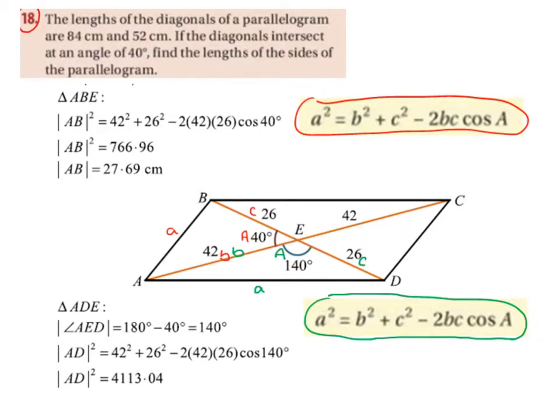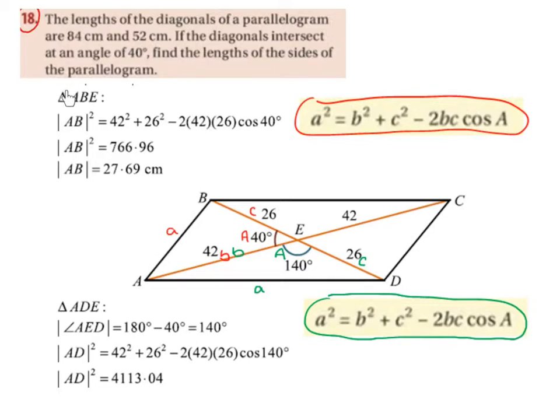I can fill in a bit more information. My diagonal BD is a straight line, and the angles on a straight line add up to 180 degrees. So 180 take away the 40 leaves me with 140 degrees. So this angle here is 140 degrees, as is the angle opposite it. So we have 40, 140, 40, 140 degrees, and they all add up to 360 degrees because the angles about a point add up to 360 degrees.